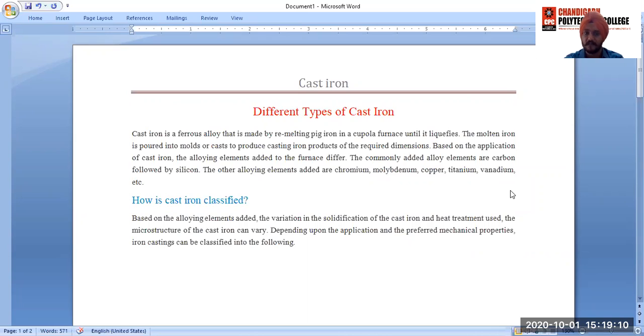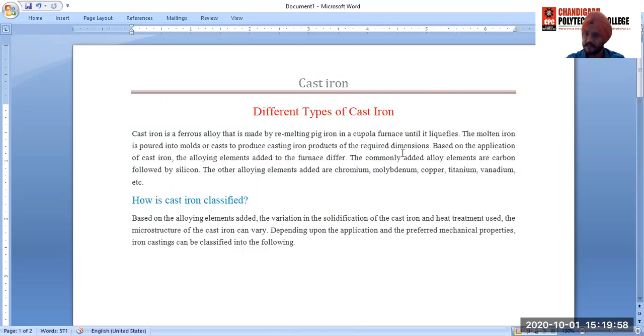So, different types of cast iron. In this topic, we will learn how cast iron is classified, what the functions of cast iron are, and their types. Cast iron is a ferrous alloy that is made by remelting pig iron in a cupola furnace until it liquefies. The molten iron is poured into molds or cast to produce castings of the required dimensions. Based on the application of cast iron, the alloying elements added in the furnace differ.